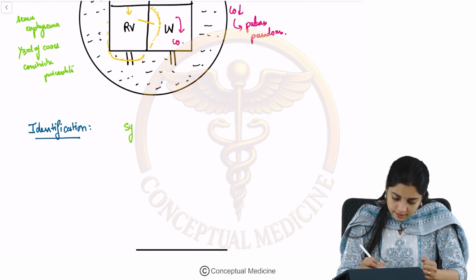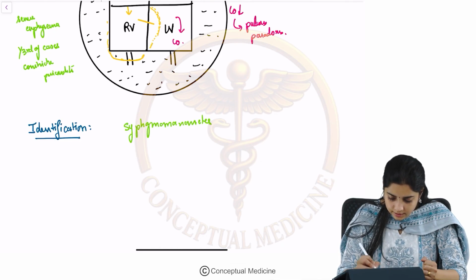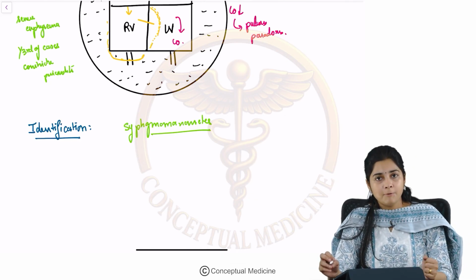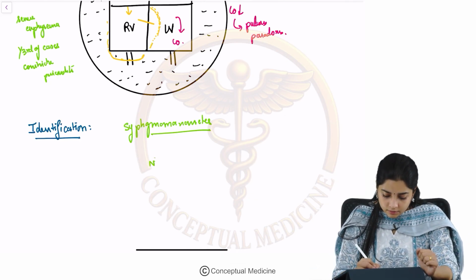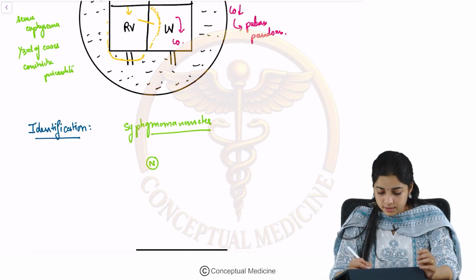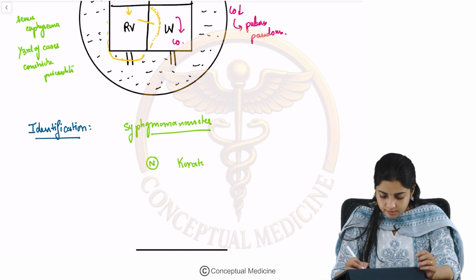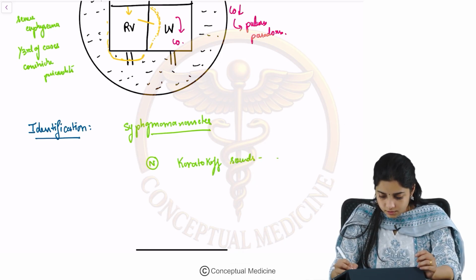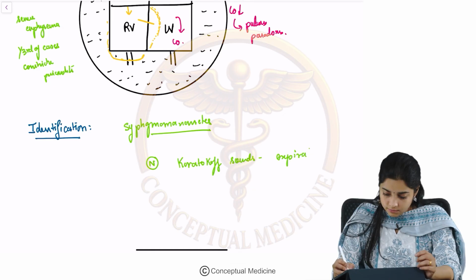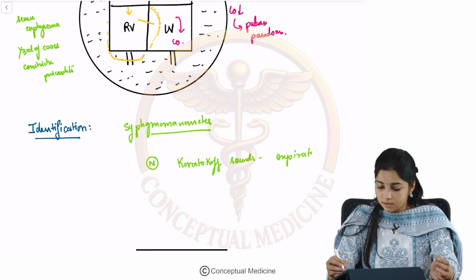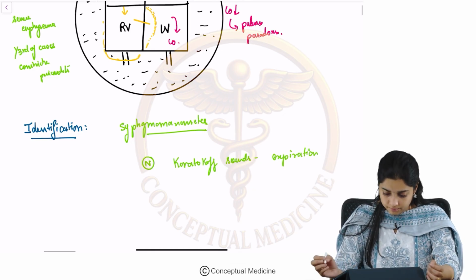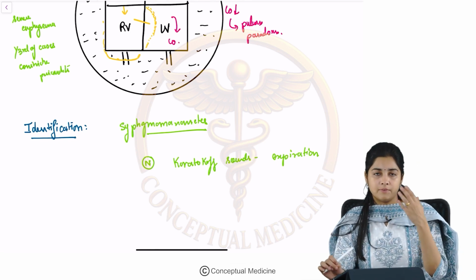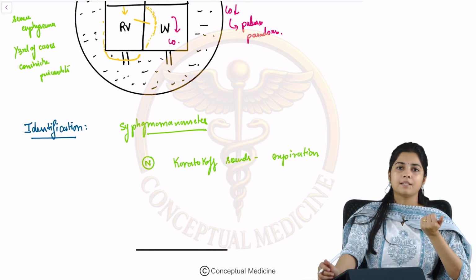This is identified using a sphygmomanometer. Normally you know that the Korotkoff sounds are heard during expiration. So what do you do if someone asks you how to demonstrate Pulsus paradoxus?